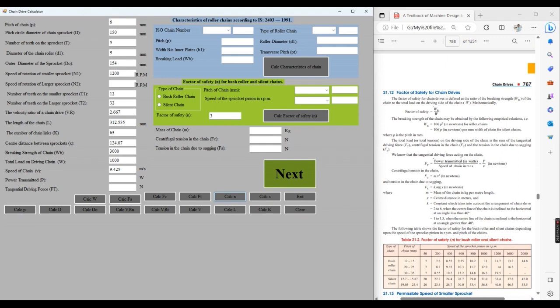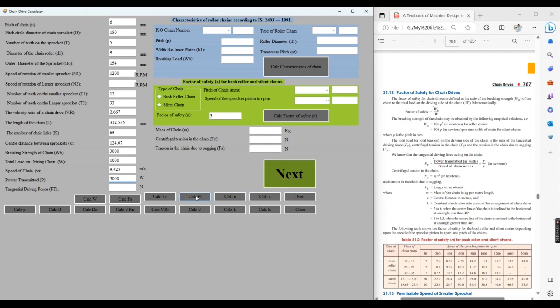For example, the tangential driving force FT can be calculated as the ratio of power transmitted in watts divided by the speed of the chain in meters per second. So here there is the speed of the chain in meters per second, and also there is the power. Let's input the values. Let's take 5000 watts, or 5 kilowatts. Take the value, then click calculate FT.